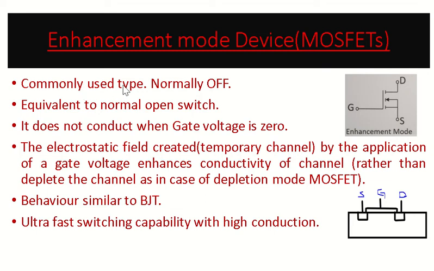Enhancement mode is the commonly used type. We have already studied the BJT, that is, the bipolar junction transistor. In a similar way, the MOSFET is also commonly used as an enhancement mode device. Enhancement mode is the commonly used mode of operation. Here it is normally off. In the BJT also we have seen that it was normally in the off state, and in the case of the MOSFET also, it is normally off.